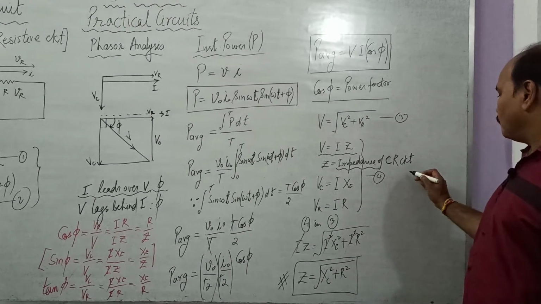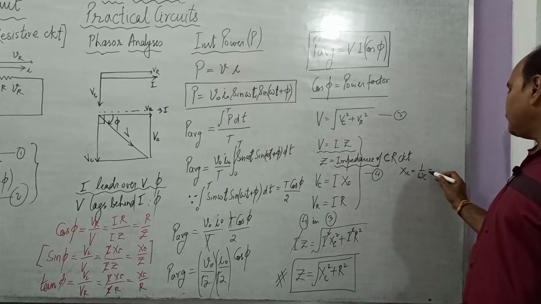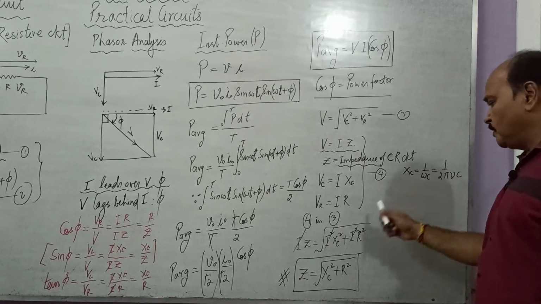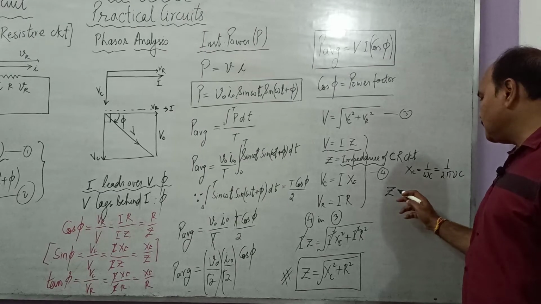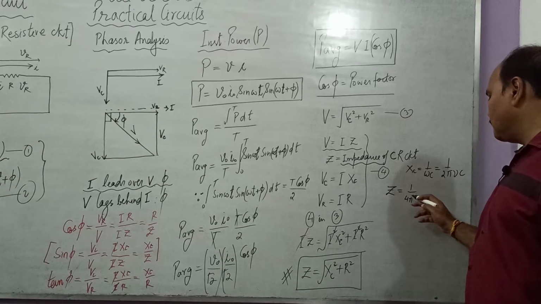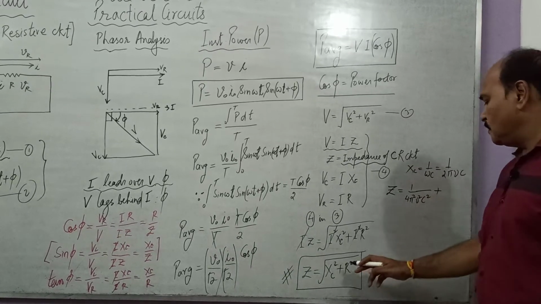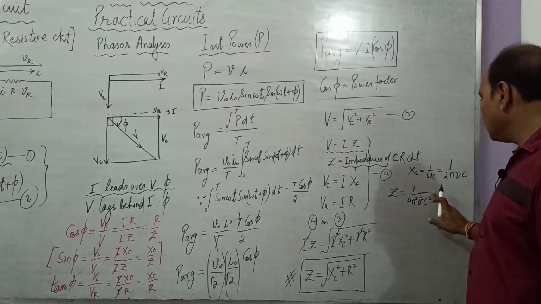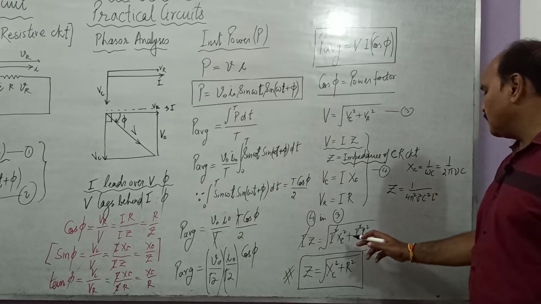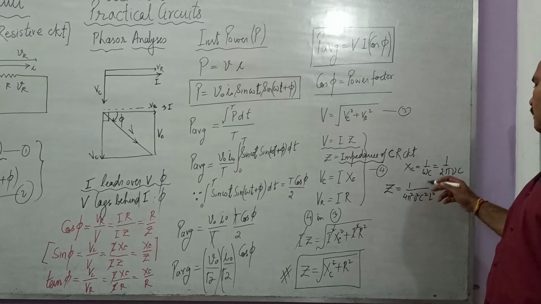And we know that XC is equal to 1 upon omega C, or 1 upon 2 pi nu C. If we substitute this value here, we get Z as the square root of 1 upon 4 pi square nu square C square, this is XC square, plus R square. XC is equal to 1 upon omega C, and the square of this is going to be what?